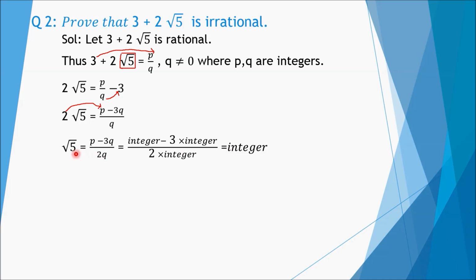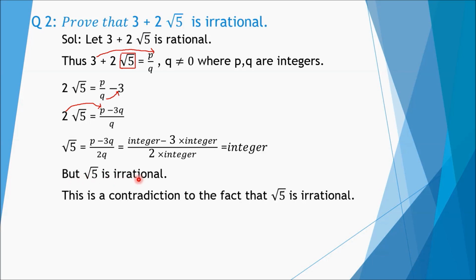Why? Because we already know from question 1 that square root of 5 is not a rational number but an irrational number. So we can say that square root of 5 is irrational, and this is a contradiction to the fact that square root of 5 is irrational. So therefore 3 plus 2 square root of 5 is an irrational number.